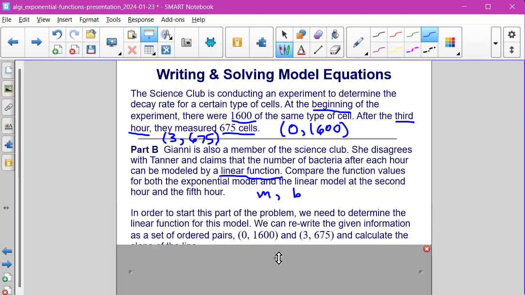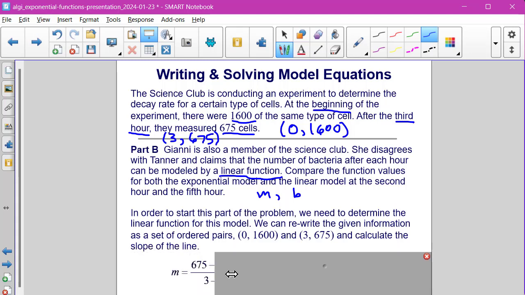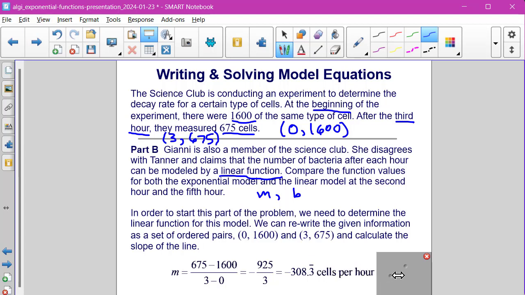So in order to figure out the slope, we have these 2 ordered pairs, and we can substitute them into the slope formula. So we have 675 minus 1,600 over 3 minus 0. When we simplify the numerator, it'll be negative 925 over 3 in the denominator. And then when we do the division, it's going to go 308 1/3 times, or 308 and 3 repeating as the decimal, cells per hour. This means that the number of cells are decreasing at 308 1/3 cells every hour.